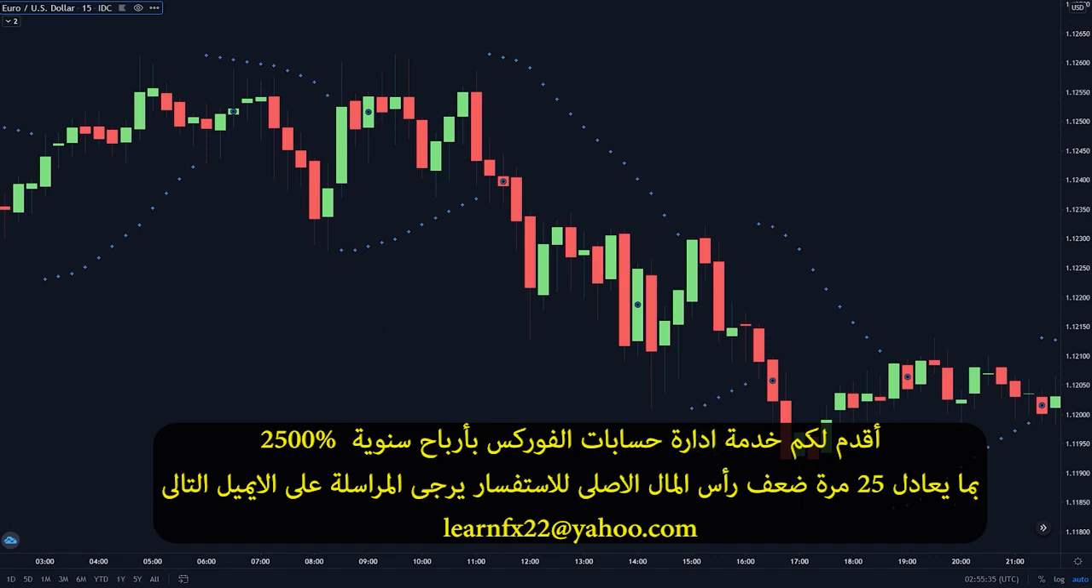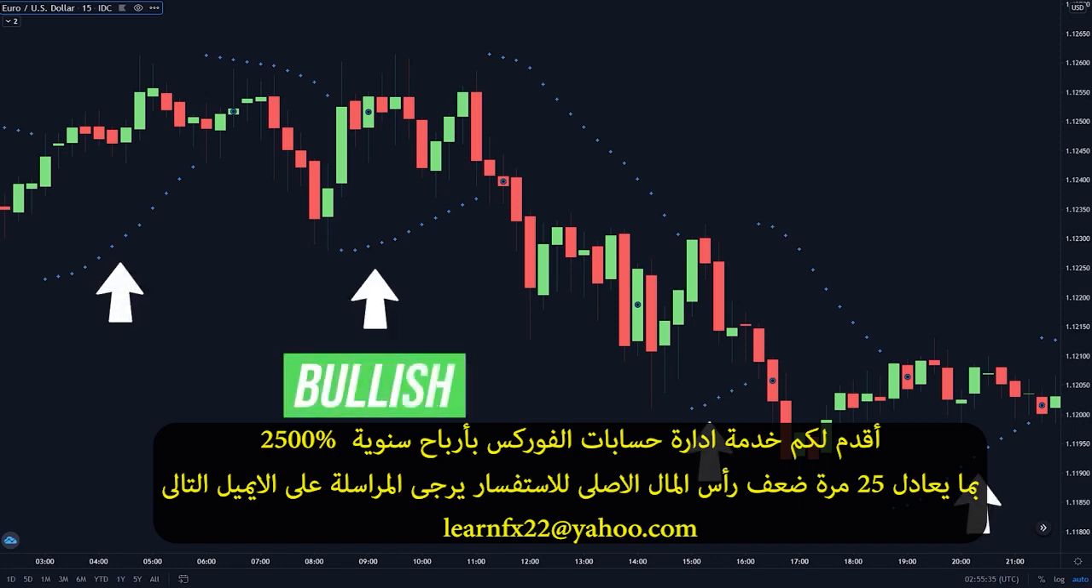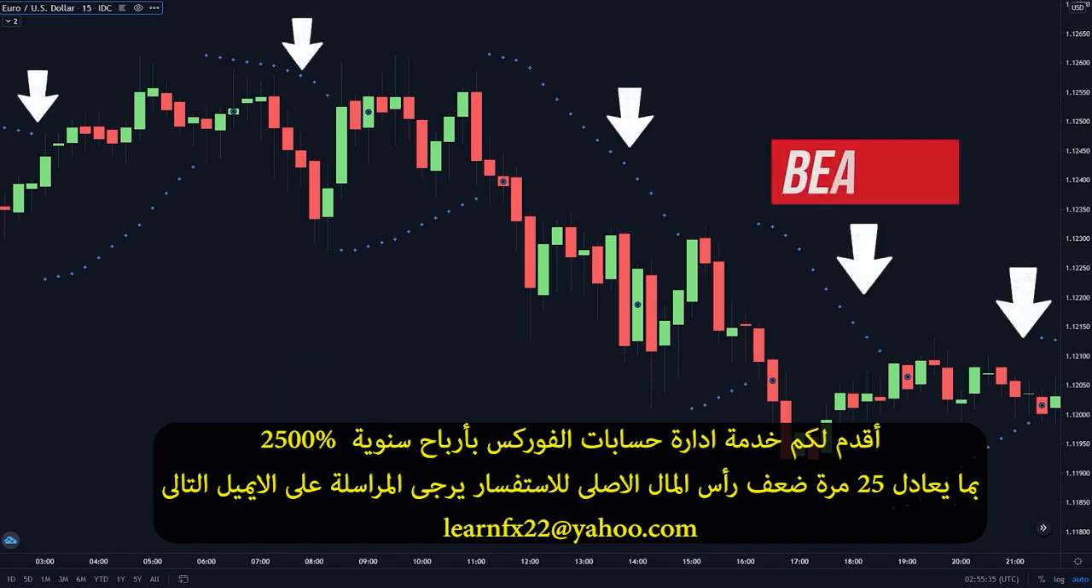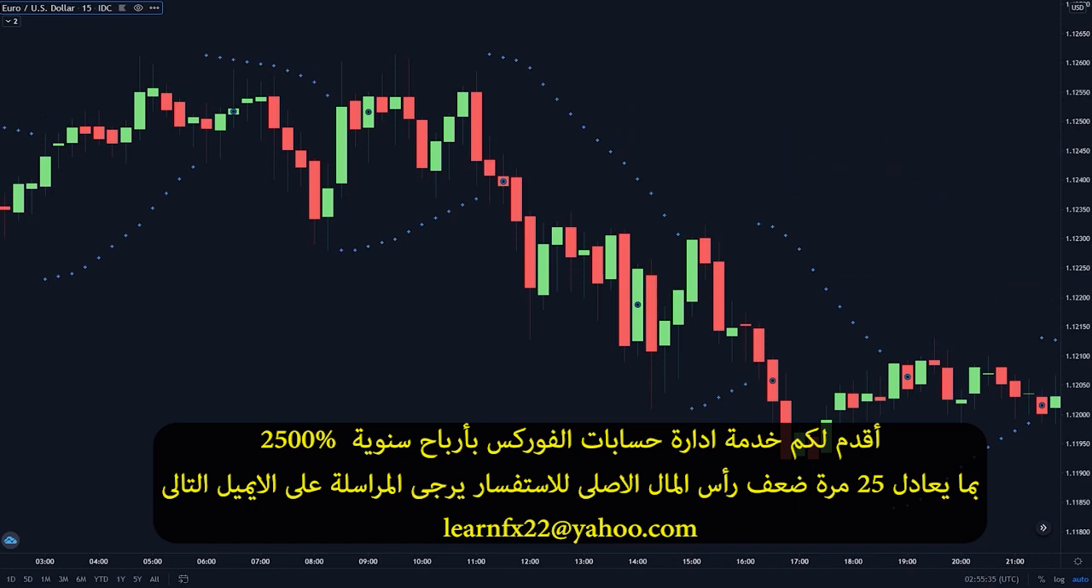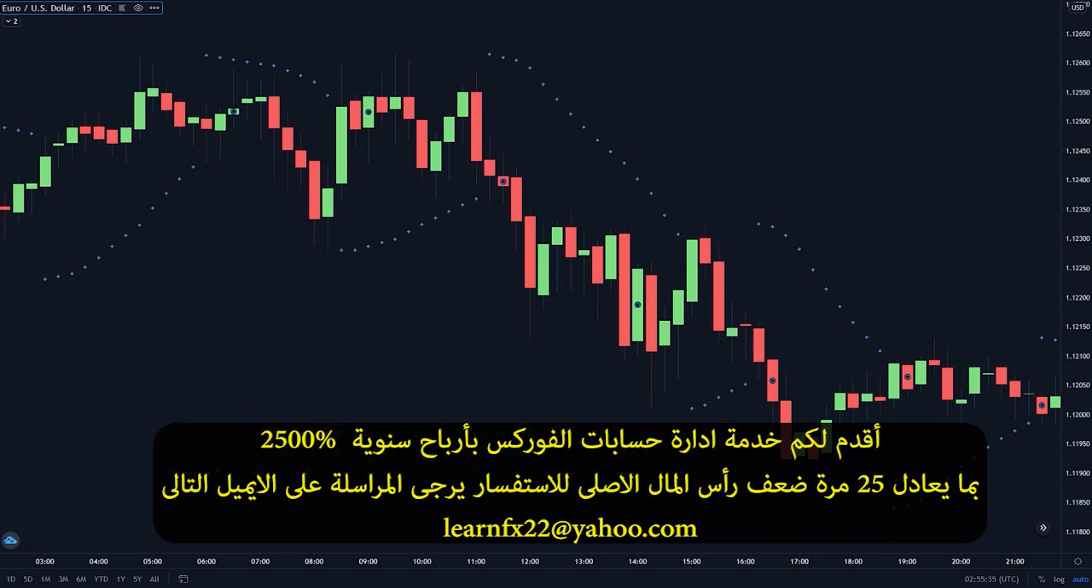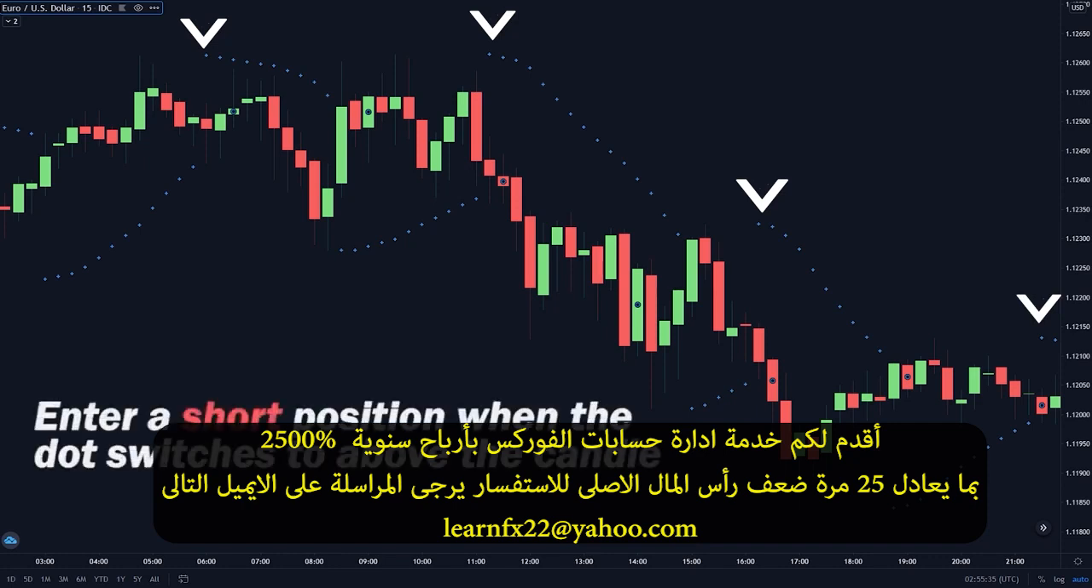How you read this indicator is very simple. If the dots are below the candlestick, it is considered bullish momentum. And if it is above the candlestick, it is considered bearish momentum. Like I said, very simple. A popular way of using the parabolic SAR indicator is to enter a long position when the dot switches to below the candlestick, and when it switches to above the candlestick, you open a short position.